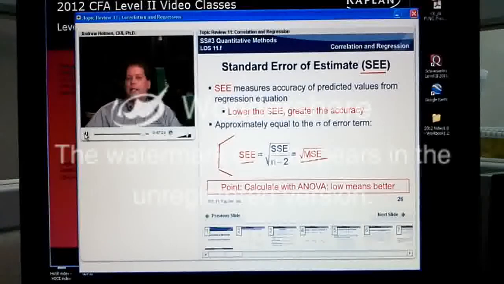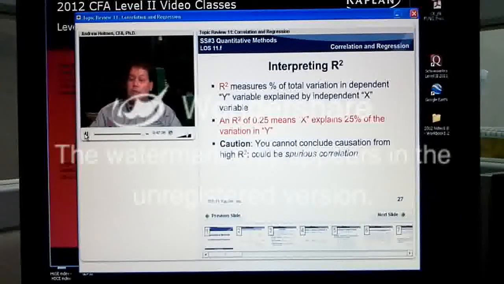Okay, realize that this is a measure of goodness of fit, and all we can really do with this within the curriculum is to remember that the lower the SEE, the better. All right? Okay, and now talking about our second thing, so as we said, we can use this ANOVA table for three things. We're going to see two of them in this reading. So we can also come up with an R square.